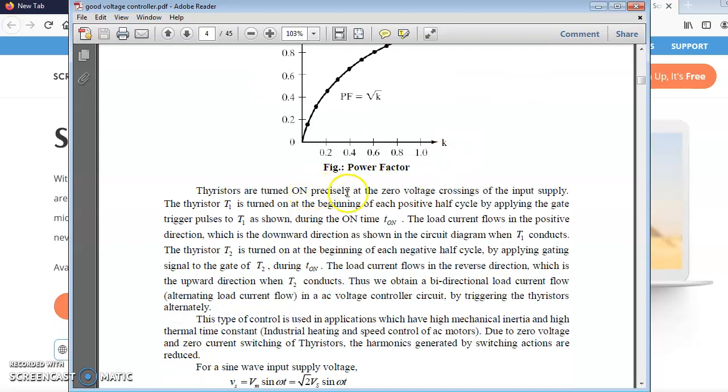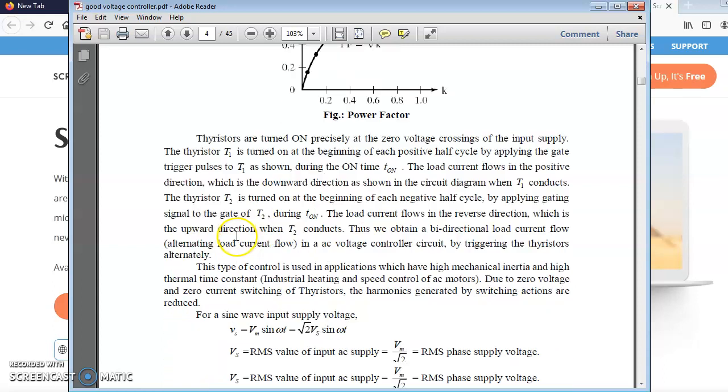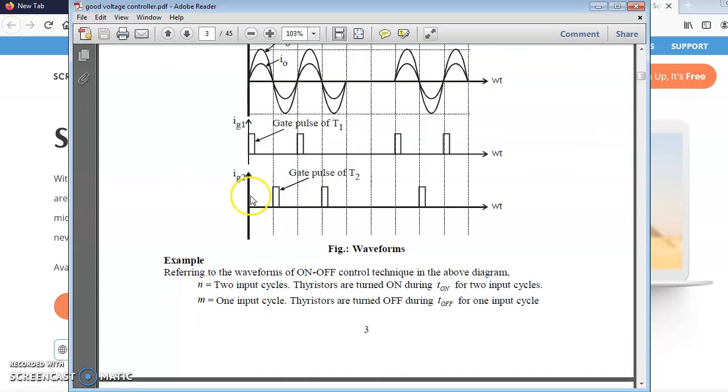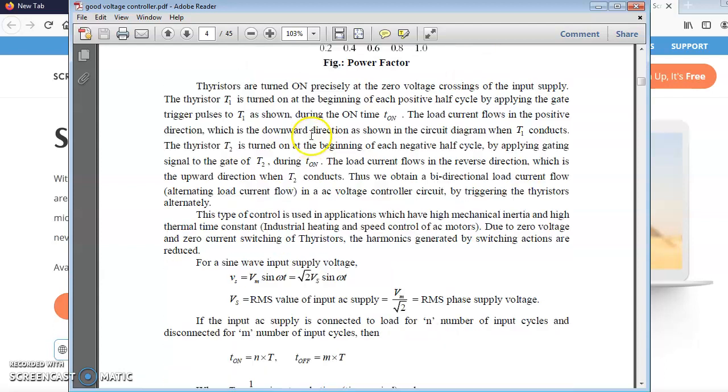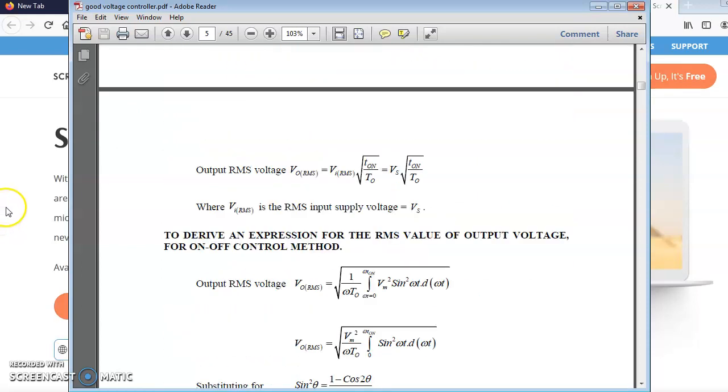Thyristors are turned on precisely at zero voltage crossing of the input supply. The thyristor T1 is turned on at the beginning of each positive half cycle by applying the gate trigger pulse of T1. As we have seen, this is the pulse T1, it is applied over here. The load current flows in the positive direction, which is the downward direction as shown over here.